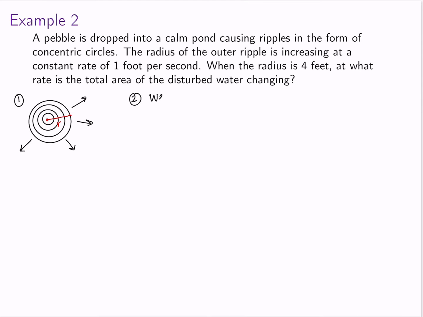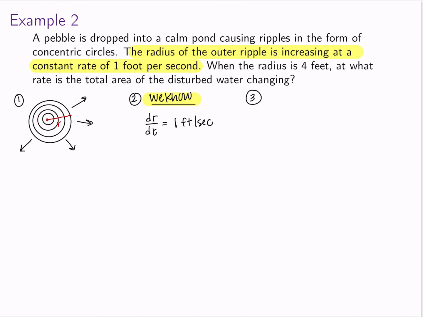Step two, what do we know? Well, if I look back up here, it says that the radius of the outer ripple is increasing at a constant rate of 1 foot per second. So that tells me that the radius is changing, so dr dt is what I want to label that, is increasing at a constant rate of 1 foot per second. So I've translated that over.